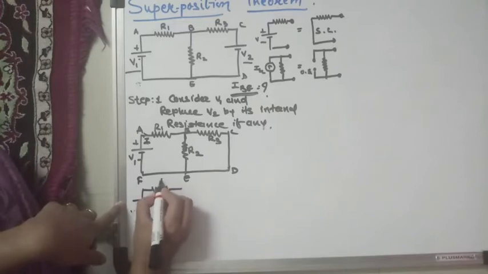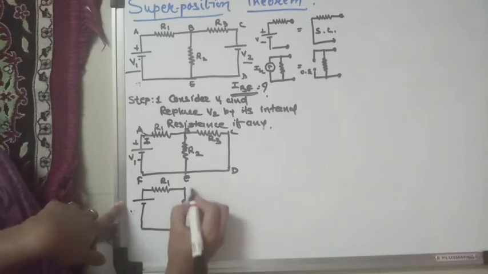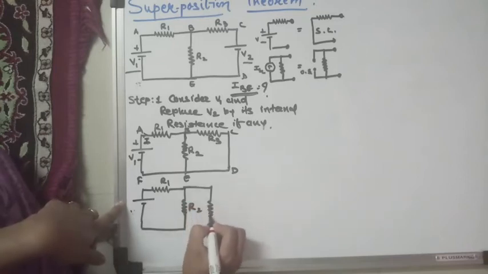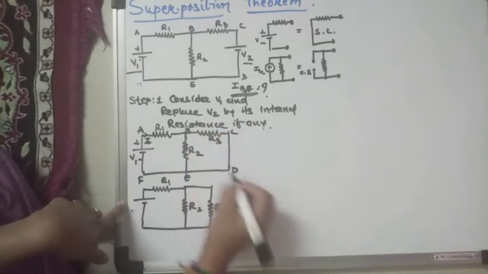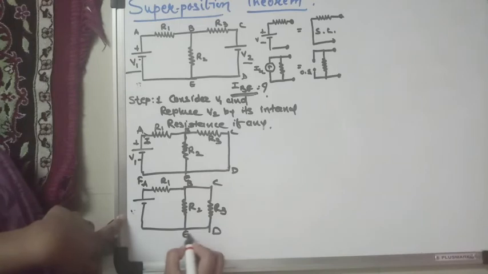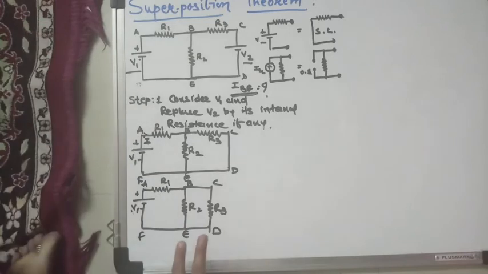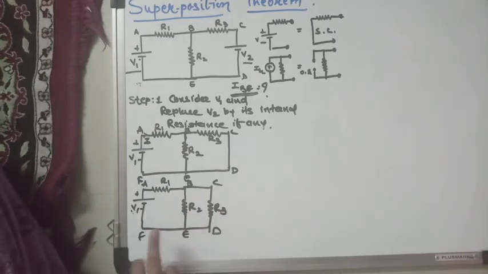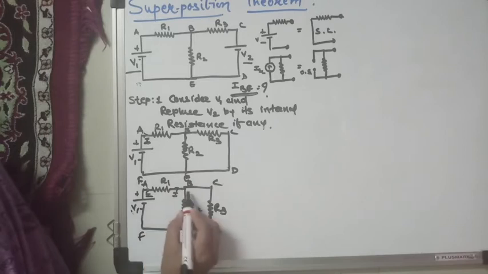My circuit will be like this. Here R1, here R2, and you can draw it like this. Here R3, because there is no resistance here, only R3 is there. A, B, C, D, E, F. Here V1 positive, negative. See here, R3 is parallel to R2, and I is the total current supplied by the voltage source V1. That total current I is divided into two branches because it is a parallel connection.